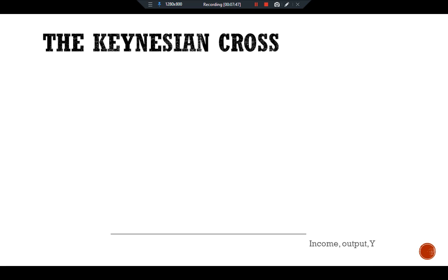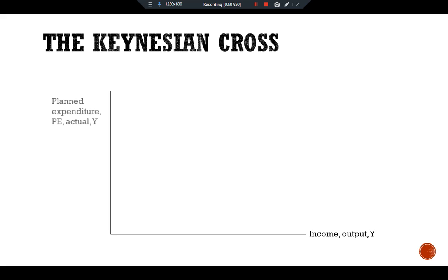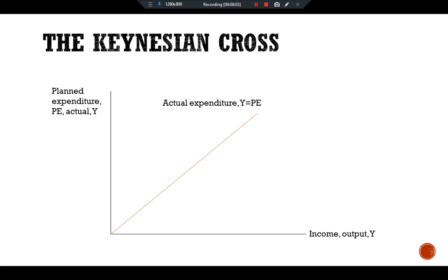We have income output Y on the x-axis, and we have expenditure, planned expenditure and actual expenditure, on the y-axis, and we have a 45-degree line that represents our actual expenditure. With the addition of the planned expenditure function, this diagram becomes the Keynesian cross. Here planned expenditure PE is equal to C(Y minus T bar) plus I bar plus G bar. The intersection of planned expenditure and actual expenditure becomes the equilibrium point for the economy.